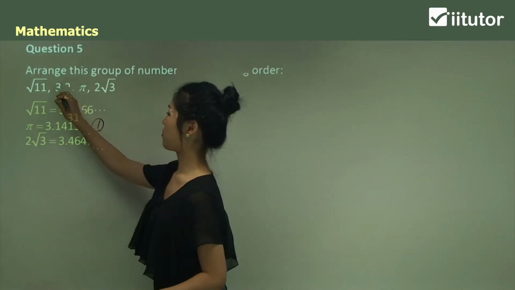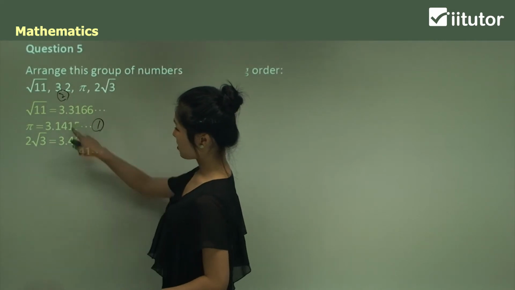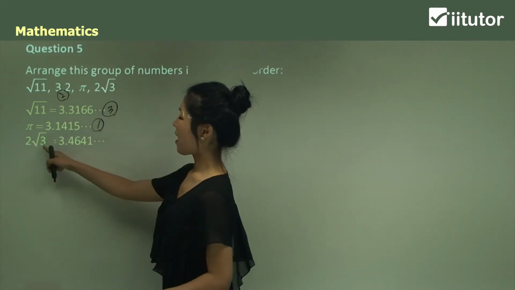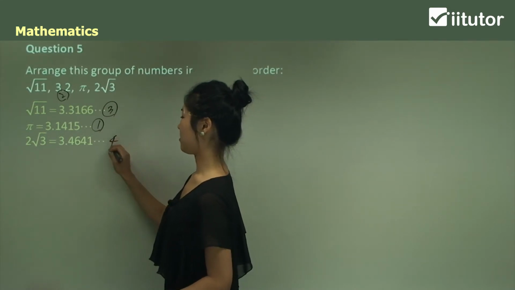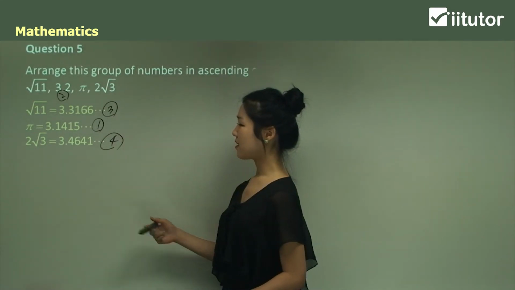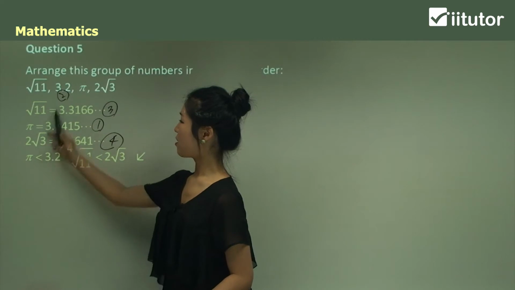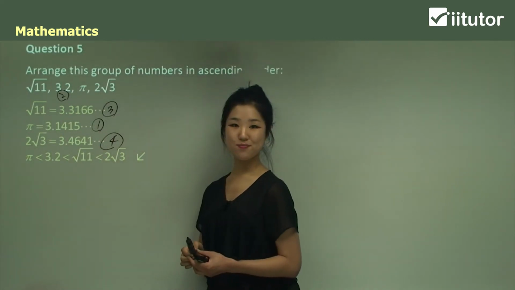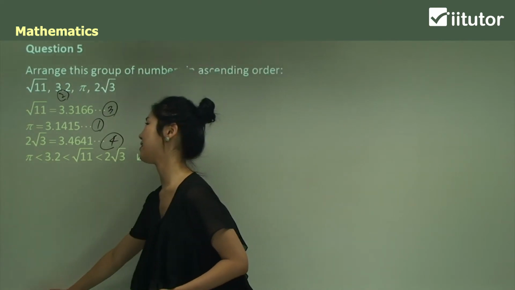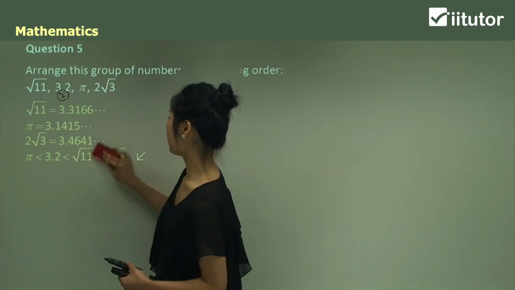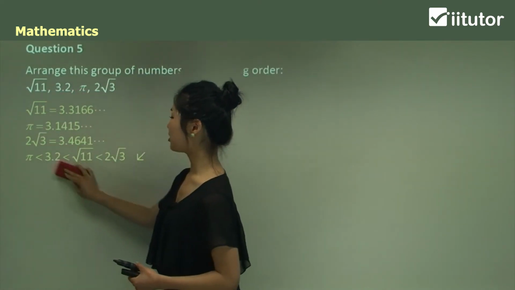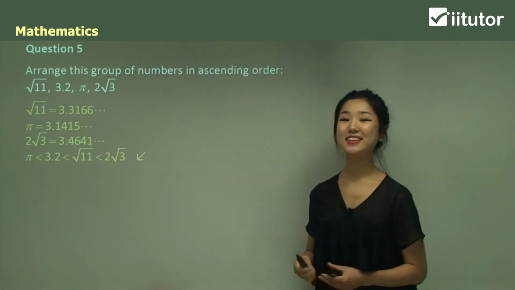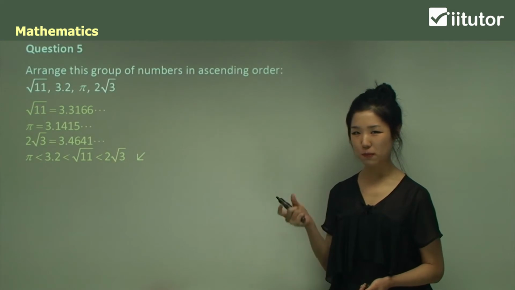Now, you can see that the second smallest is 3.2, and then it's going to be the 3.3, so root 11, so that's number 3, and that one is finally the largest. So if I put that in order, it's going to be from pi, 3.2, root 11, and then 2 root 3. That's the answer in ascending order. Can you see it? So if it was going from largest to smallest, what would it say? Must be descending, isn't it? So make sure you remember these terms.